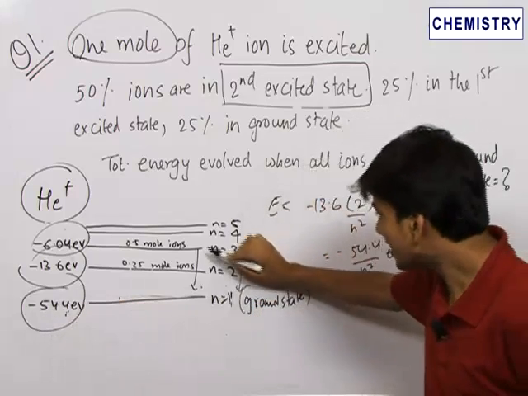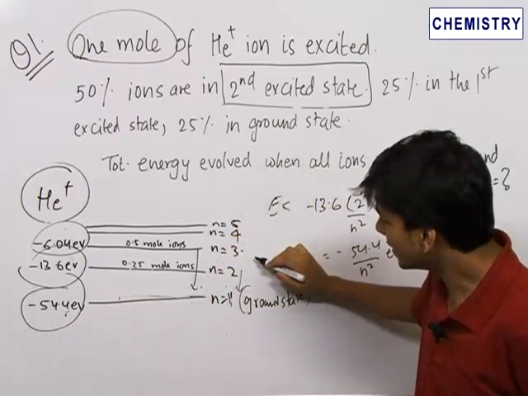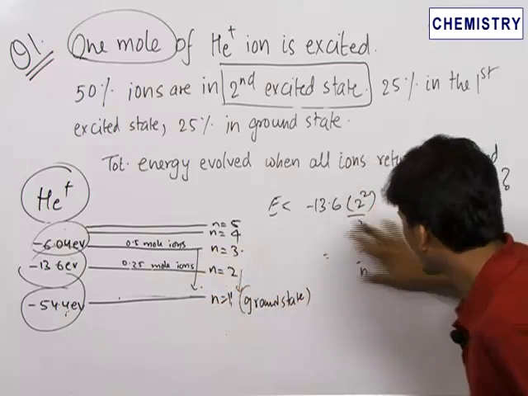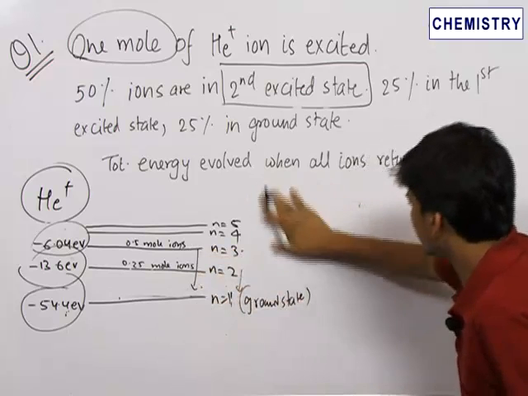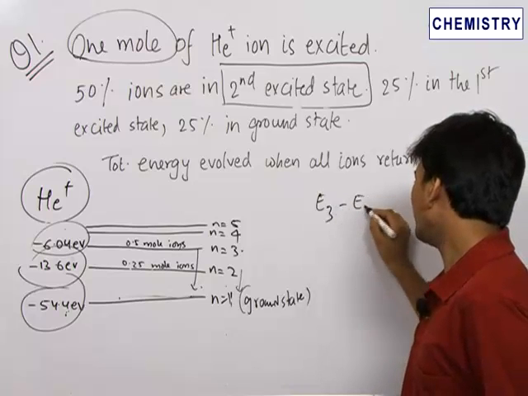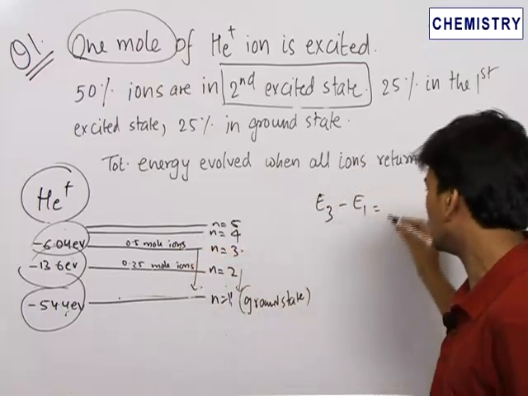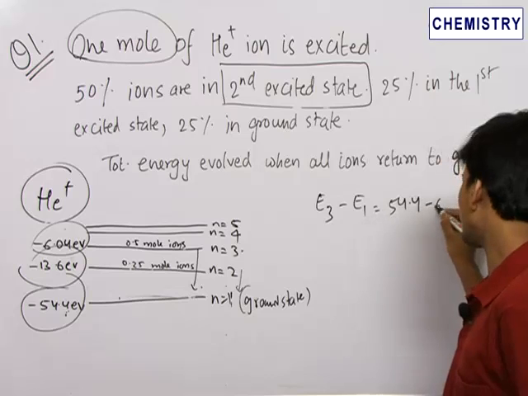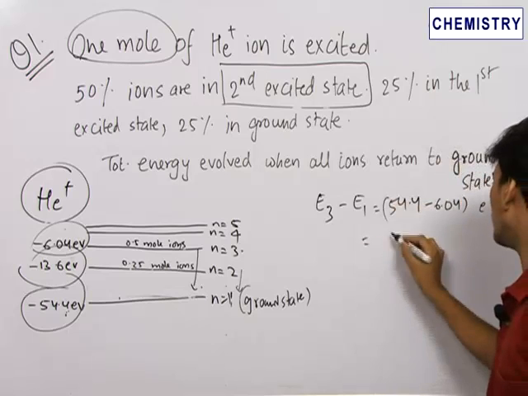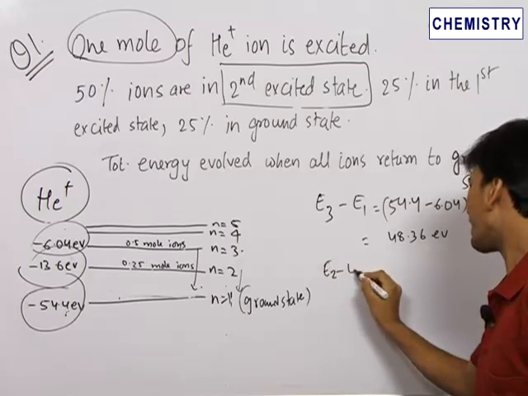Now as the atom comes down from this state to this state, it releases energy because its energy becomes reduced. Let us calculate the amount of energy that is reduced. The energy difference between E3 and E1, that is between these two states, comes out to be equal to 54.4 minus 6.04 electron volt, that is equal to 48.36 electron volts.